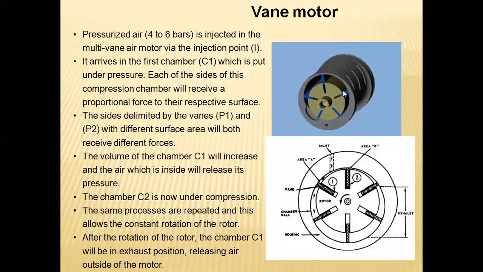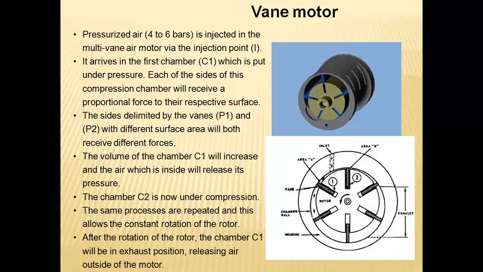We have the contact position and the compressive structure, and upon rotation the volume will keep increasing. As the volume of chamber C1 increases, the air inside will release its pressure. Coming to the C2 chamber, under compression, the same process is repeated, which allows the constant rotation of the rotor.